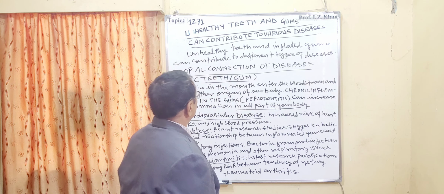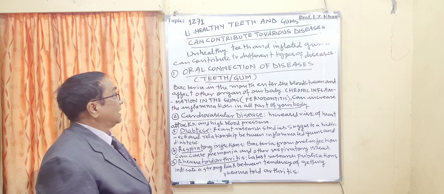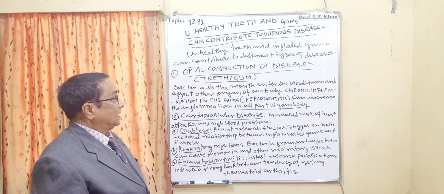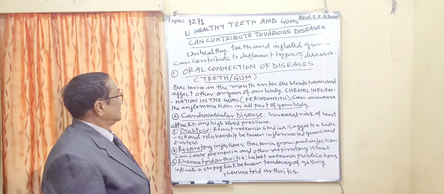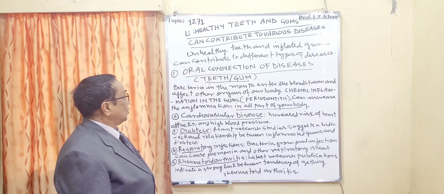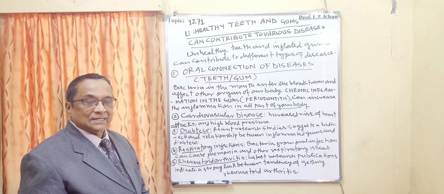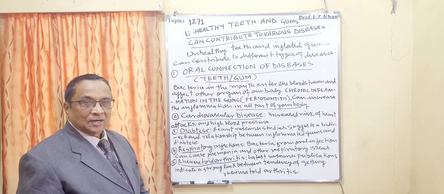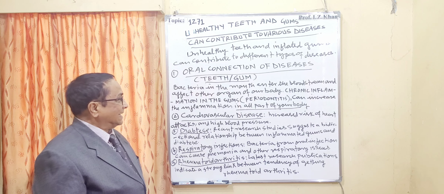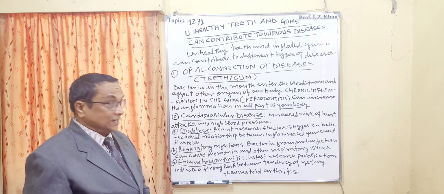Here I have given: unhealthy teeth and inflamed gums can contribute to different types of diseases. One, the oral connection of diseases. The oral connection means mainly unhealthy teeth and bleeding or inflamed gums are involved. Bacteria in the mouth enter the bloodstream and affect the other organs of our body, our whole body.